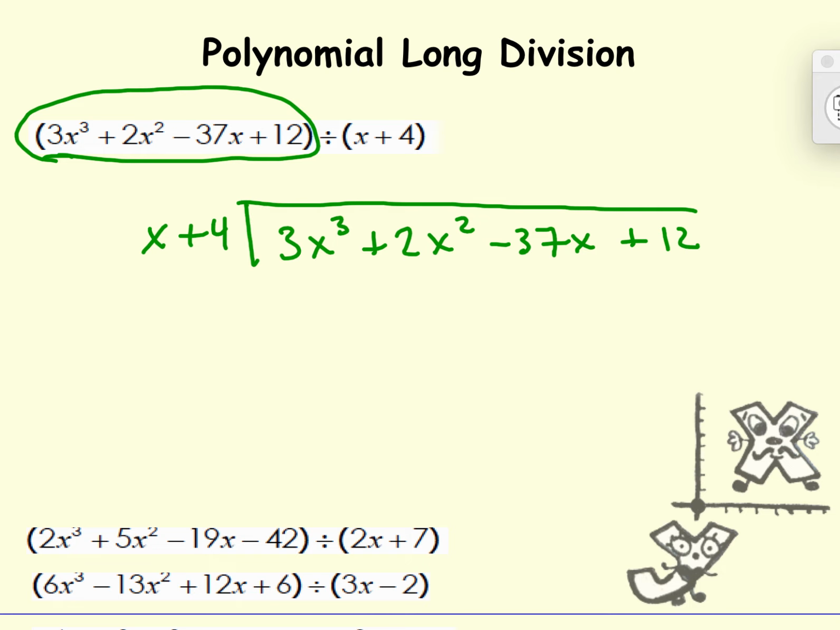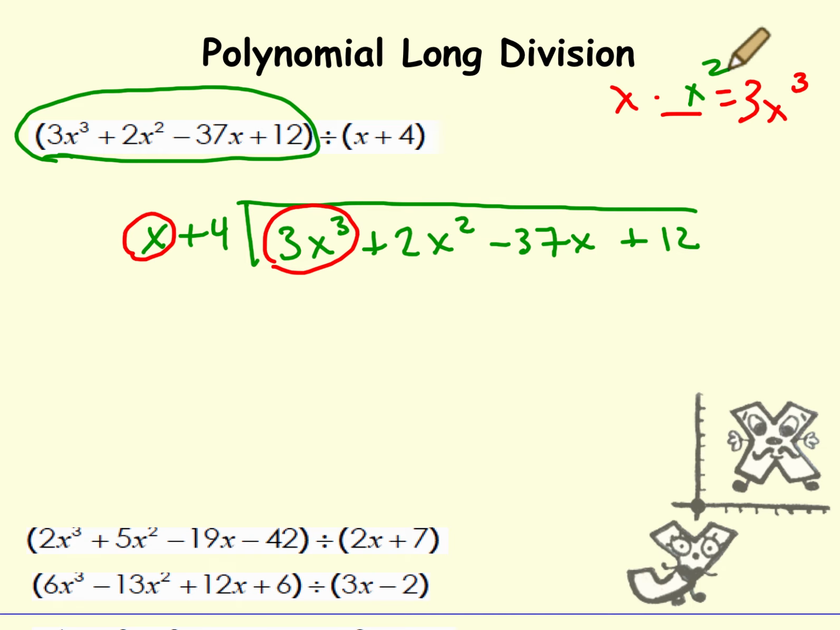Now what we're going to do is a little teeny bit different. I want to figure out what I need to multiply x by to give me exactly 3x cubed. So I think to myself, x times what equals 3x cubed? I know that I need x times x squared to make x cubed, and 1 times what would make a 3? It would be 3. That's how I figure out approximately how many times it goes in. It's quadratic, degree 2, so I'm going to write it right here to keep my place value. Now I multiply.